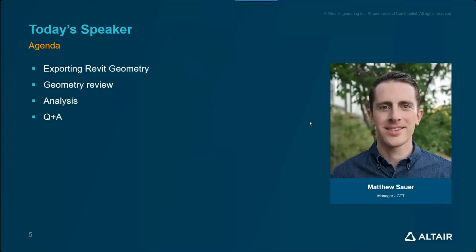And today I'm going to be talking about how we can export our Revit geometry from Revit into SimSolid or Inspire, like I mentioned earlier, to run a simulation on 3D geometry. We'll then look at how we can review the geometry. We can make changes to it if it doesn't necessarily reflect our intentions with the model. We'll also look at running an analysis, and at the end we'll have time for a Q&A as well.